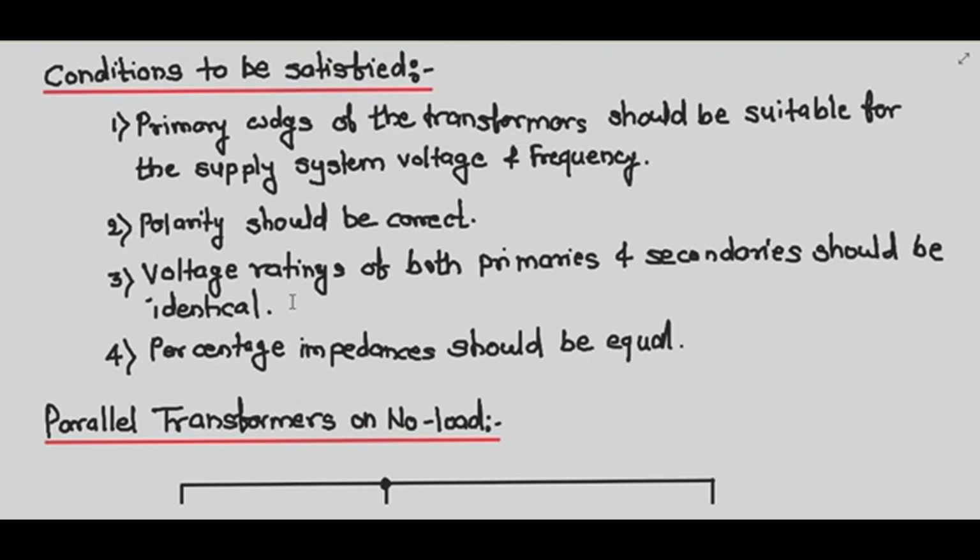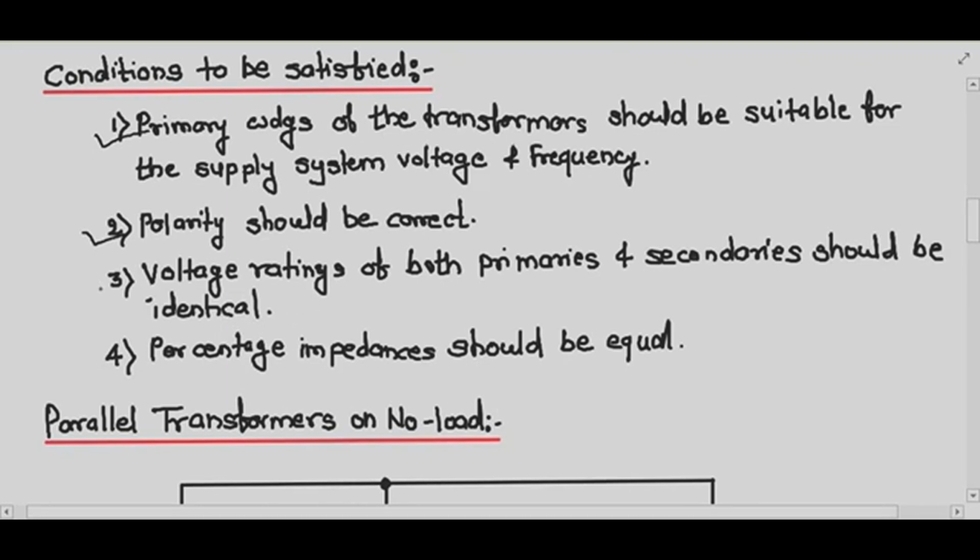The following conditions are required to be satisfied in order to ensure successful parallel operation, to avoid any local circulating currents on the secondary side, and to ensure that the transformers share the common load in proportion to their kVA ratings. The first condition is that the primary winding of the transformer should be suitable for the supply system voltage and the rated frequency. The second condition is that the transformers should be properly connected with regard to polarity. If the polarities go wrong, then, as I have just told you, there will be a dead short circuit across the load bus bar.